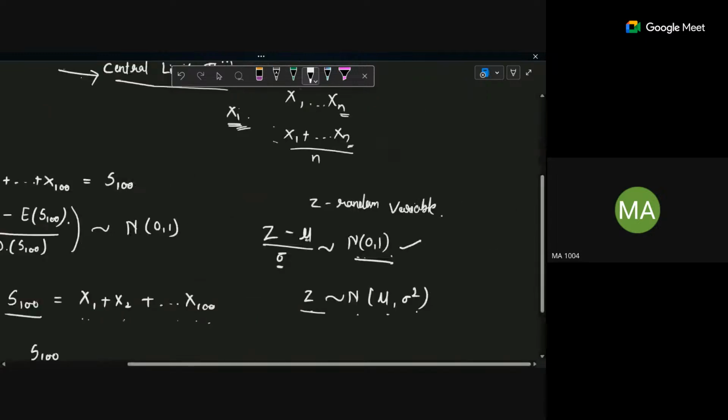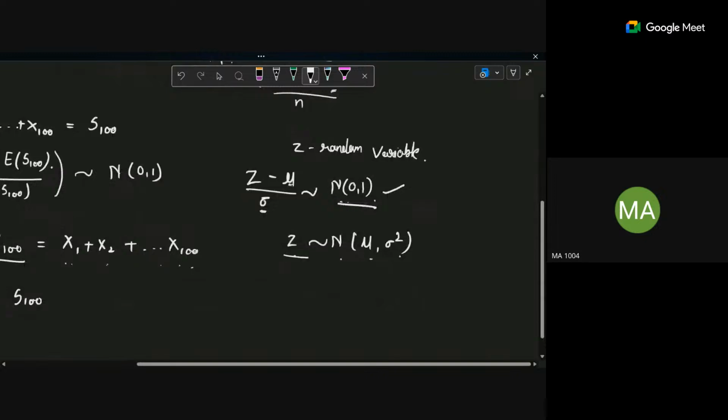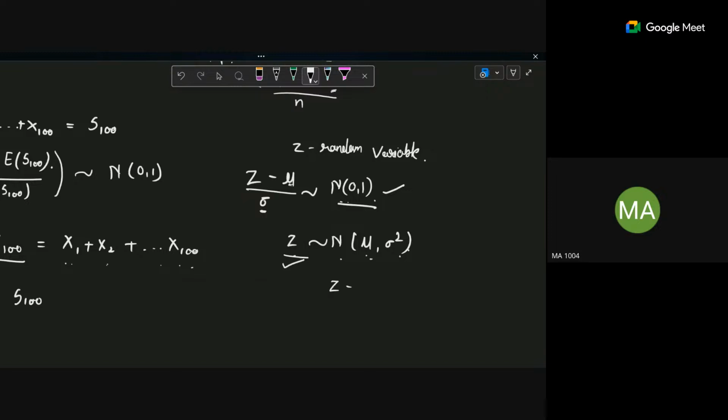I just clarified why we do this. Why do we do this thing, z minus mu by sigma? Because initially z was a normal distribution with mean mu and variance sigma square, but I have to make the calculation easy, so I converted it into a standard normal form.